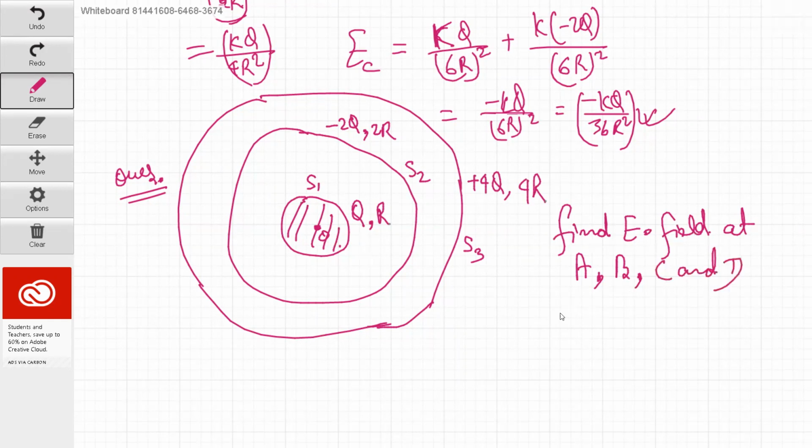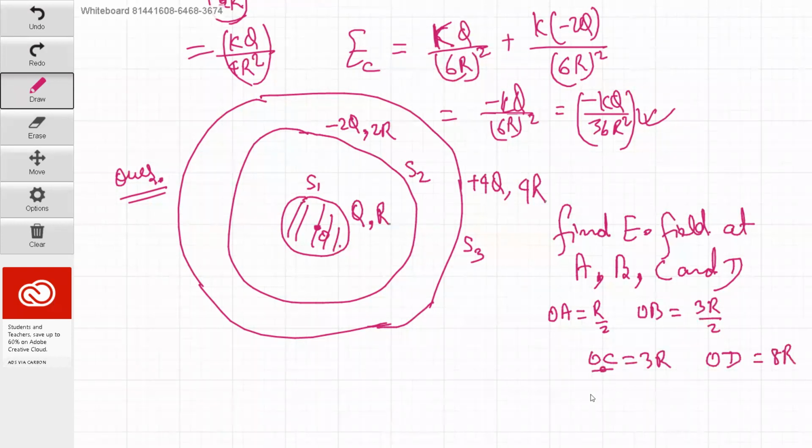Is this okay? So OA is equal to R by 2. OB is equal to 3R by 2. OC is equal to 3R. OD is equal to 8R. Is this all right? Copy it. Do it fast.